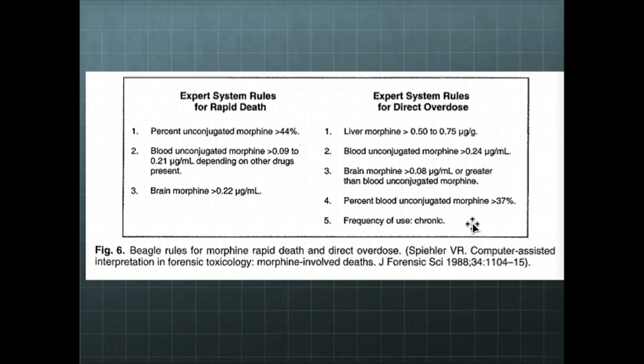Since the ratio of free to total morphine was greater than 50% in case history number 1, this death was determined to be a rapid death occurring in less than 3 hours after dose. Also in case history 1, since morphine and 6-PAM, or 6-monoacetylmorphine, was present along the entire length of the deceased's hair, it was concluded that she had been a chronic user of heroin. The cause of death was morphine overdose because the blood unconjugated morphine was greater than 0.24 milligrams per liter. The percent of blood unconjugated morphine was greater than 37%, and the frequency of use was chronic. Witnesses admitted that the woman had been given high-grade heroin and then collapsed suddenly.